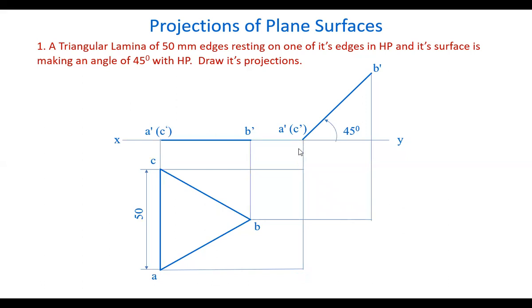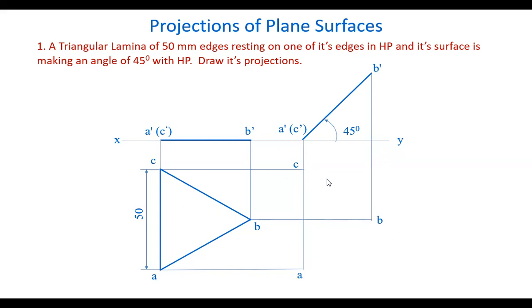So from A dash we have drawn a projector, and from A you have drawn a horizontal line. This intersection point is called A. Similarly, from B a horizontal line, from B dash a projector. This is B in the top view.